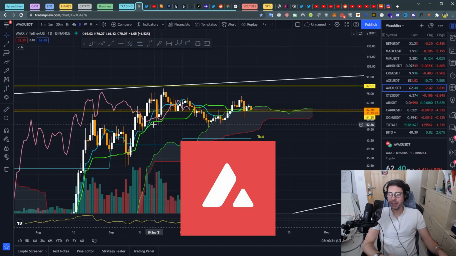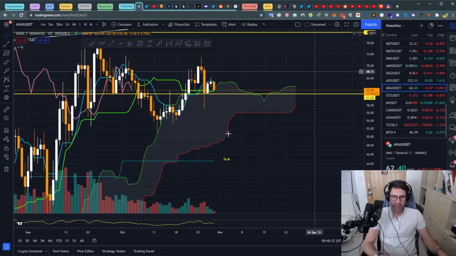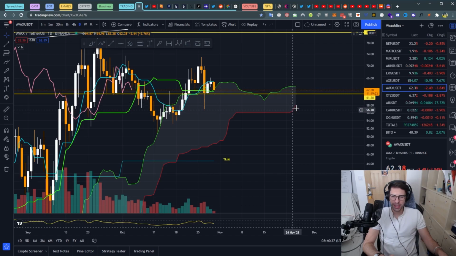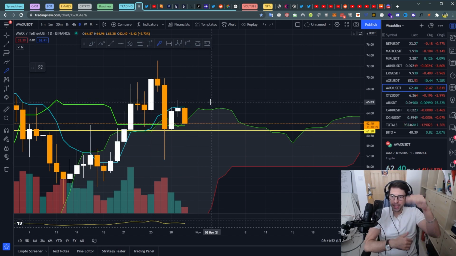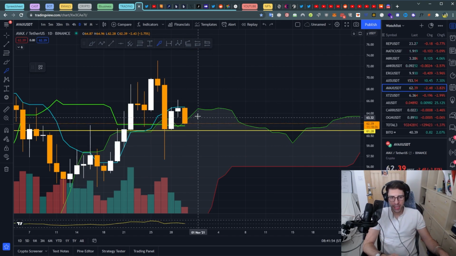So now we are looking at AVAX, so Avalanche. You can see our cloud also is quite large, but our SSB is now pointing up. That could indicate an upcoming run, so that's interesting. We can see we are clearly between this Kijun and Tenkan, so we are flying in between. But now that we are almost getting to enter the cloud, it's important for us to break above.